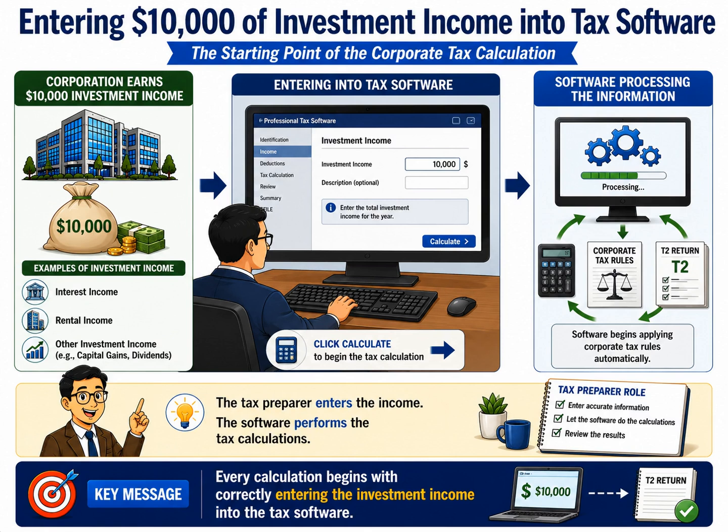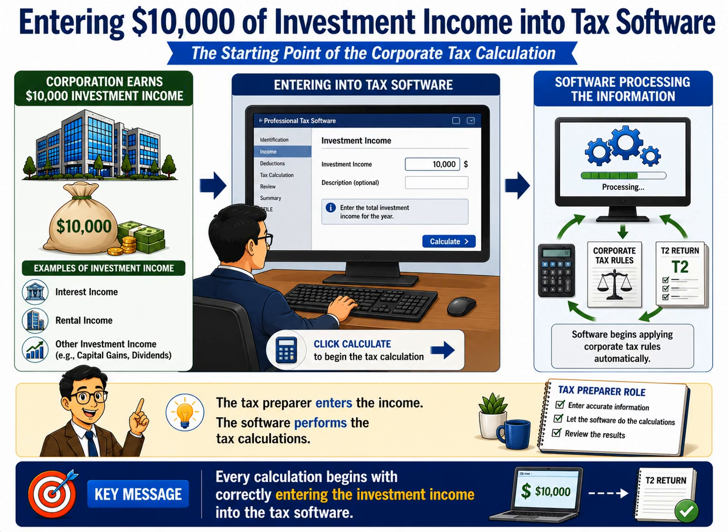However, that does not mean the tax preparer can simply accept every number without understanding it. A knowledgeable tax preparer understands what information is being entered, why it is being entered, and how the software will process that information. This understanding makes it much easier to identify errors, explain the results to clients, and verify that the calculations are reasonable. In the next slide, we'll follow what happens after the $10,000 has been entered.